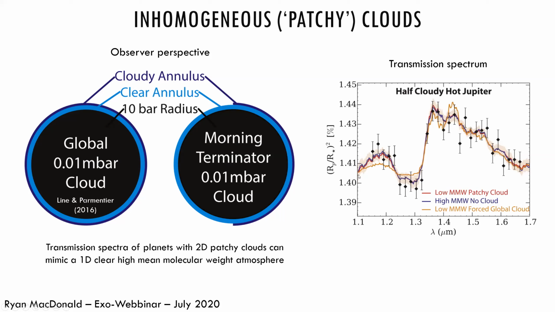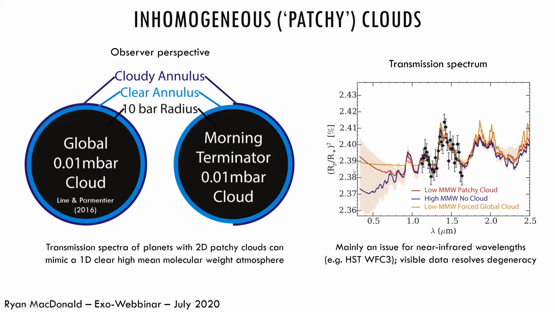And they showed that, unfortunately, a model with two-dimensional patchy clouds, shown in red here, can produce an almost identical model to a one-dimensional model with a high mean molecular weight, the purple model here, at least in the infrared. But if you expand it out to visible wavelengths, then the degeneracy is lifted and you can tell the difference. So this was just one early indication that if you don't account for the two-dimensional effects, you could still fit the observations, but you might accidentally overestimate the molecular abundances in your atmosphere.